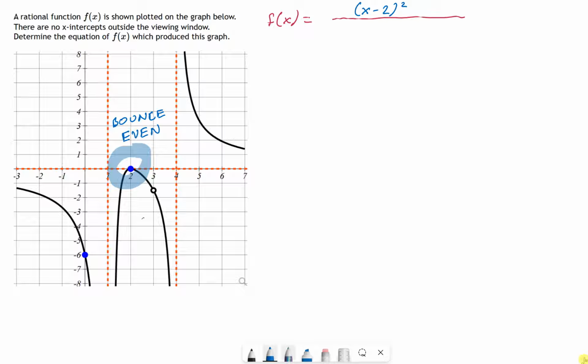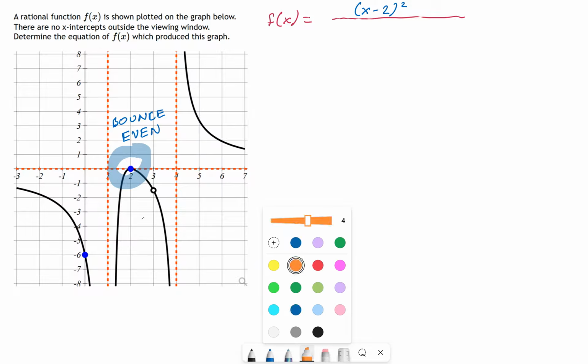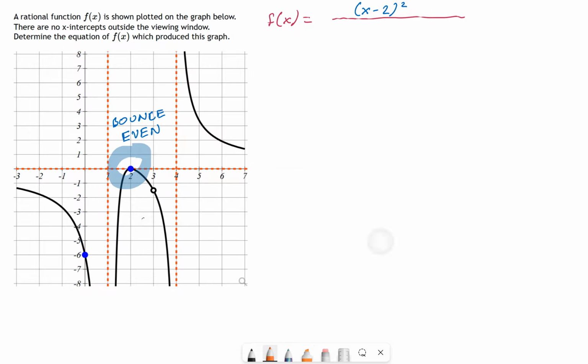Next thing I'm going to look for, let's talk about the vertical asymptotes. Those are located here. There's one, and I'll keep it on the right side just so we keep everything straight. That's x minus 4 as a factor. And because it is odd, it has a single exponent of 1. How do I know it's odd? Well, take a look. Left on the bottom, right on the top. That's why it's odd.